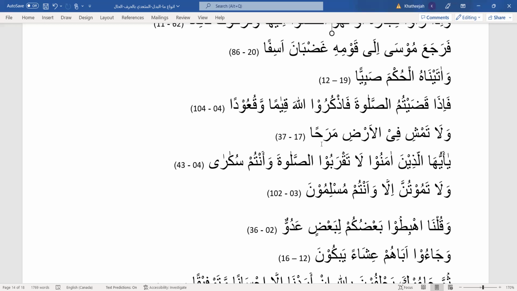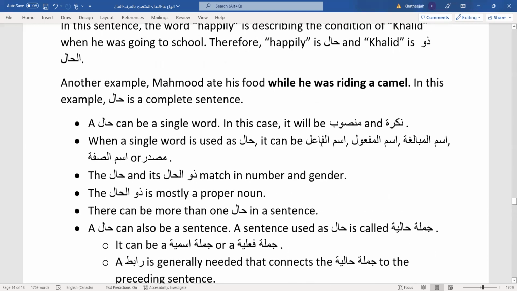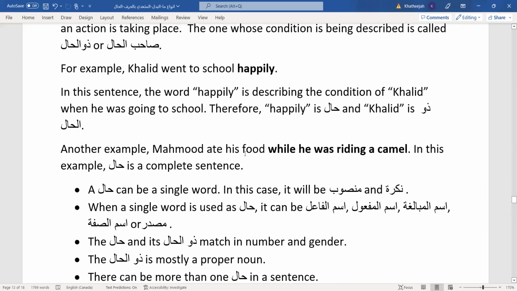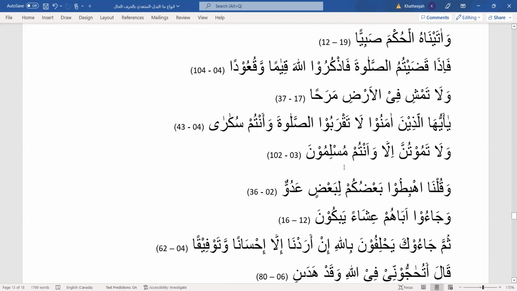For example, the example was Khalid. What was that? Khalid ate his food. Oh, sorry, Mahmoud. Mahmoud ate his food while he was riding a camel. So this is an example where a full sentence was used to describe the condition of Zulhal. The same will happen in Arabic.